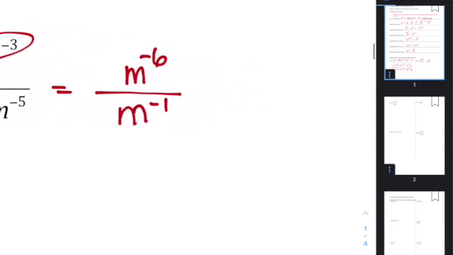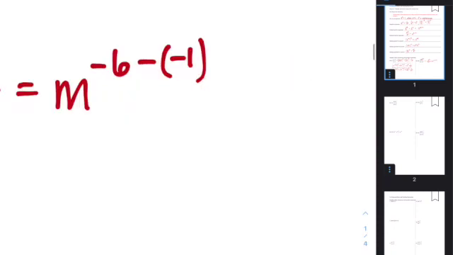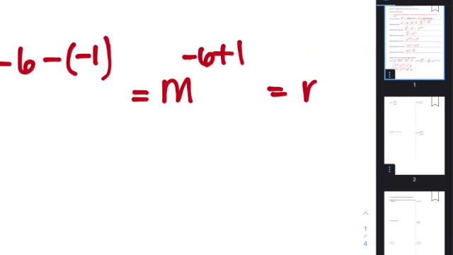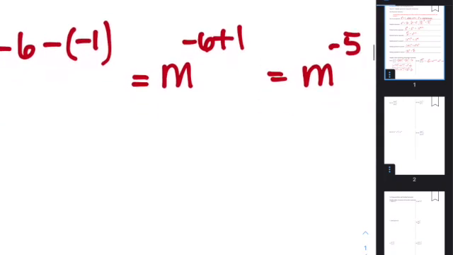And because of that, you can do m to the negative 6 minus a negative 1. And that is going to be m to the negative 6 plus 1. And that's going to be m to the negative 5th. And if you have m to the negative 5th, that's really equal to 1 over m to the 5th.